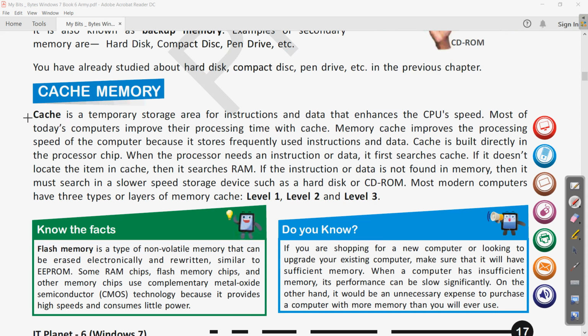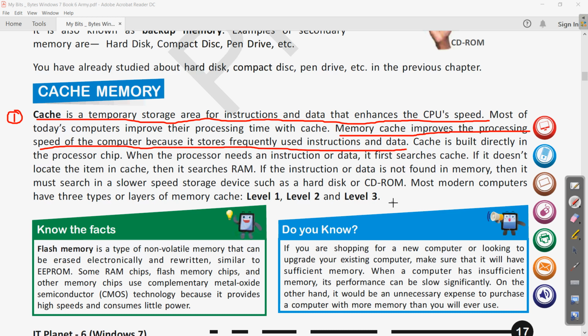First point you will write: cache is a temporary storage area for instructions and data that enhances the CPU speed. Okay, so this is the first point. Second point you will write that memory cache improves the processing speed of the computer because it stores frequently used instructions and data. Clear?